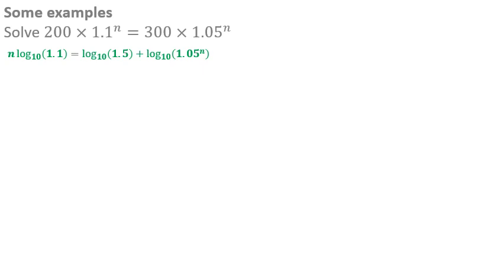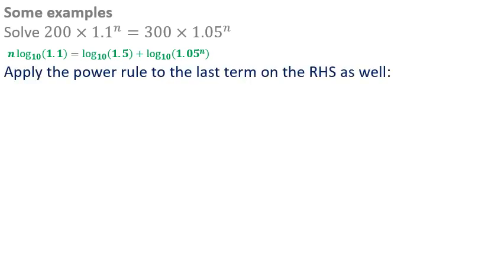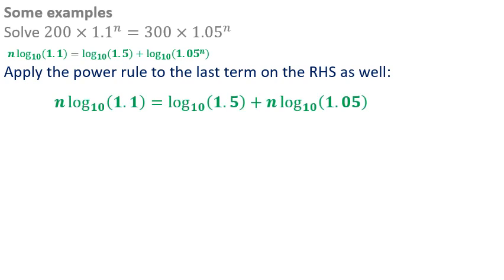This is the line we got to, n log of 1.1 equals log of 1.5 plus log of 1.05 to the n. And the next thing I'm going to do, as I said, is apply the power rule to that final term on the right.